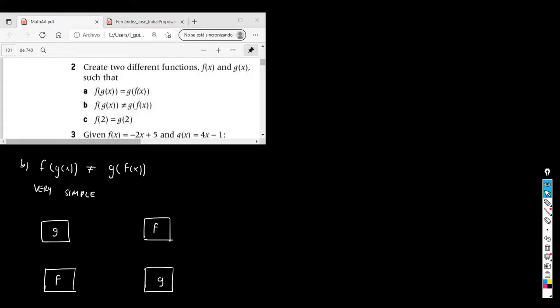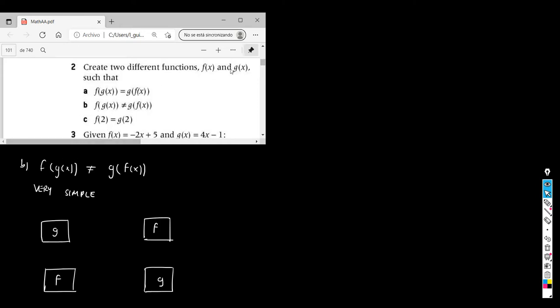Hello class, let's discuss this problem that we tried to solve in class. This one right here: create two different functions f and g such that three different things. All of these letters are independent from the others. And I want to begin with b because it's the simplest. In my opinion, this should have been the first letter. But anyways, let's address this one.